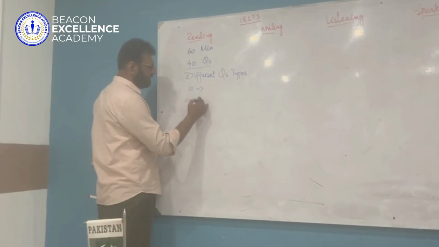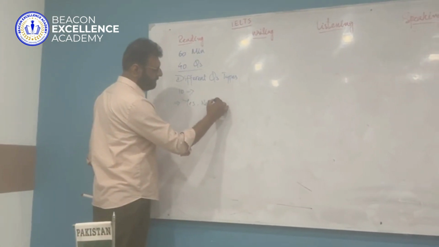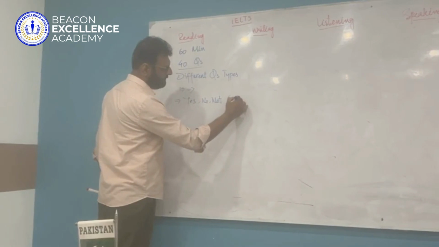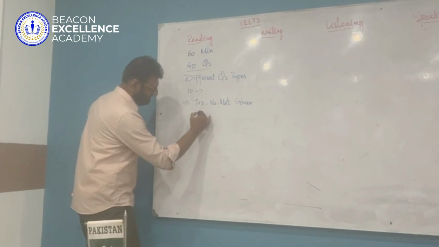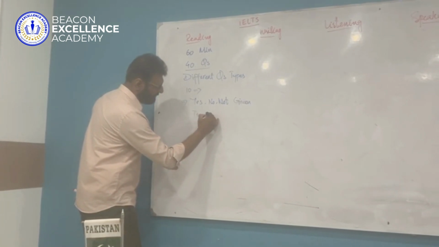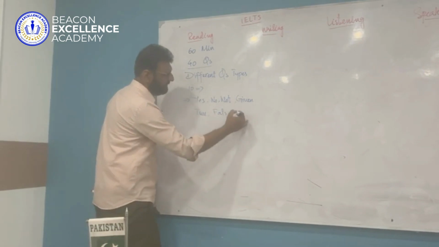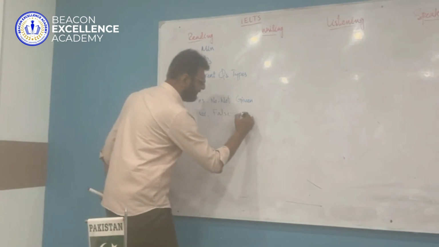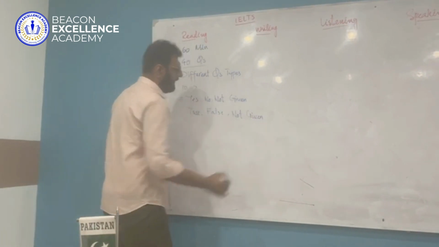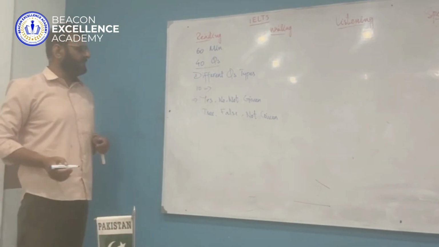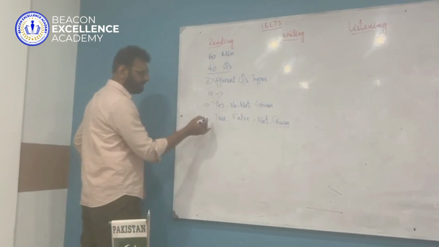questions. So the first one is yes, no, not given. Then it's true, false, and not given. If we talk about the difference between yes, no, not given and true, false, and not given.